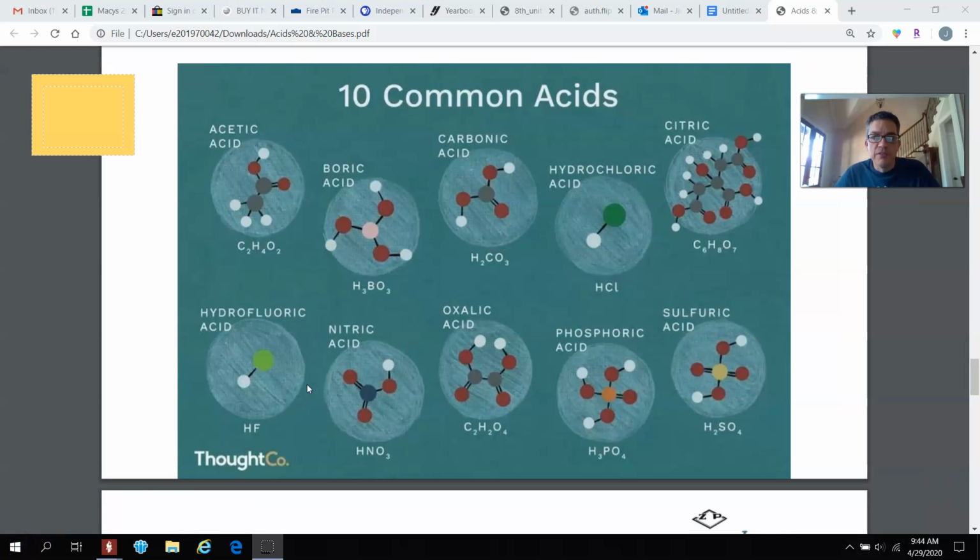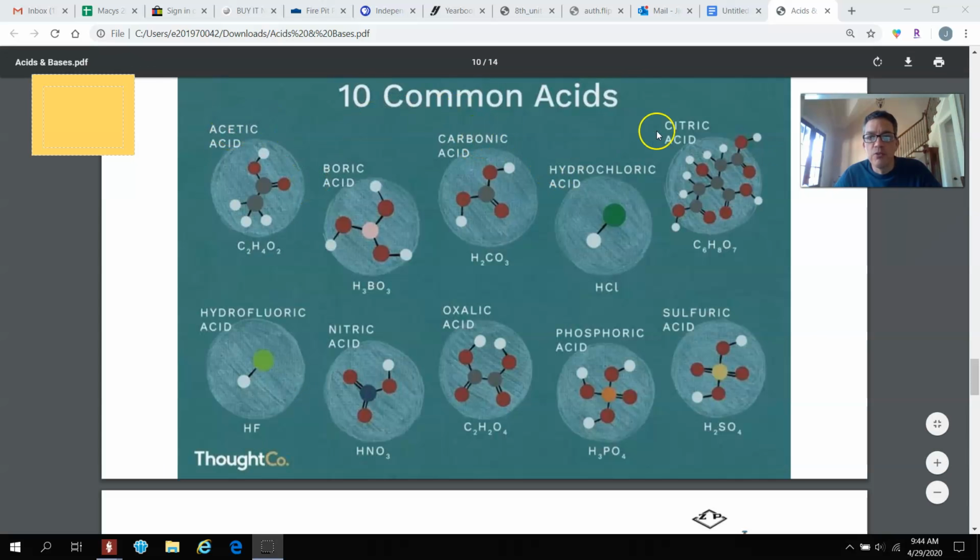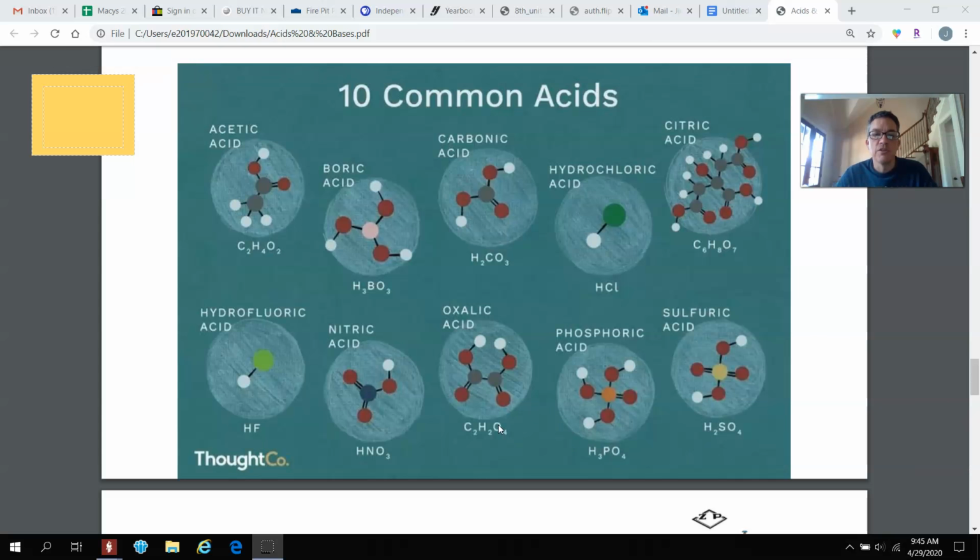There's a number of things that are acids that we come in contact with. This is just an image of 10 common ones. They sound all scientific, and to some degree they are. If we go through and look at these, acetic acid, boric, carbonic, hydrochloric, citric, some of these you may have heard of, but what I really want you to pay attention to is the chemical formulas in these, and hopefully you can see one similarity is that they all have hydrogen in them. Again, because that's what makes an acid. When we put these things in water, they're going to dissociate or dissolve into ions. And one of the ions that's going to be produced is the hydrogen ion.